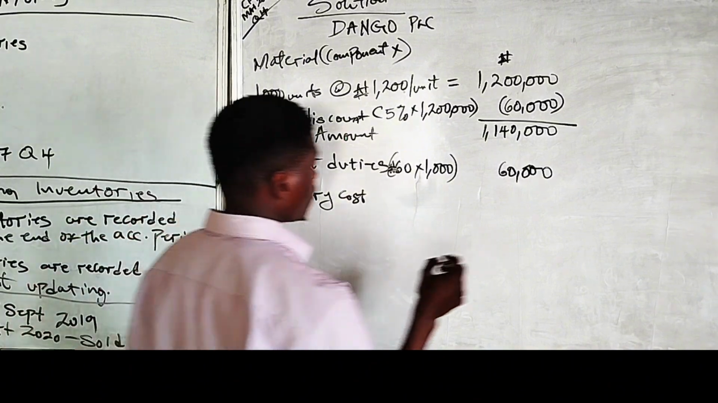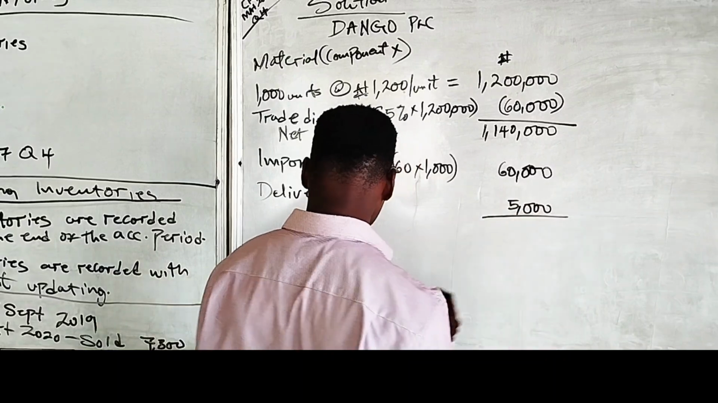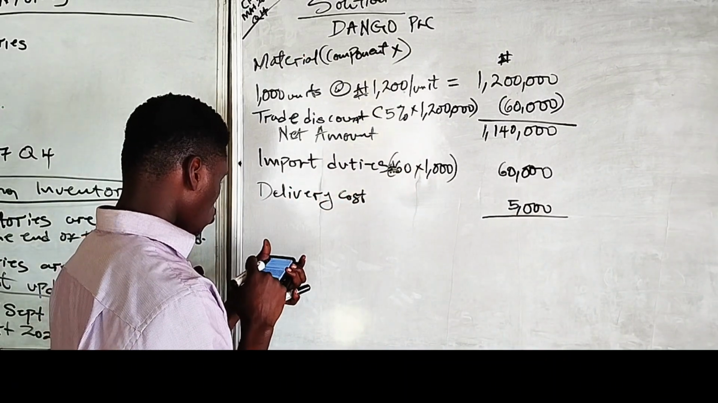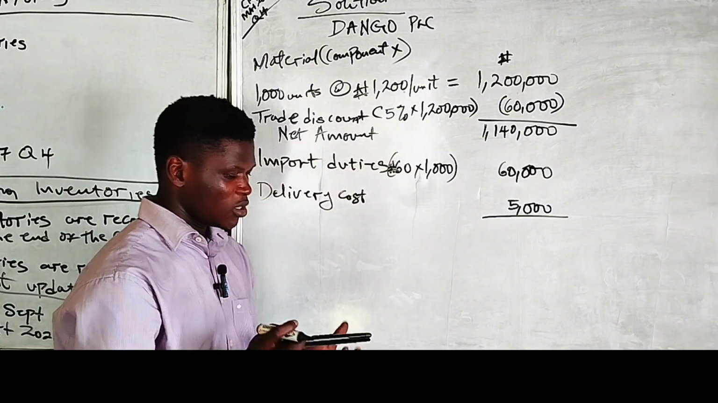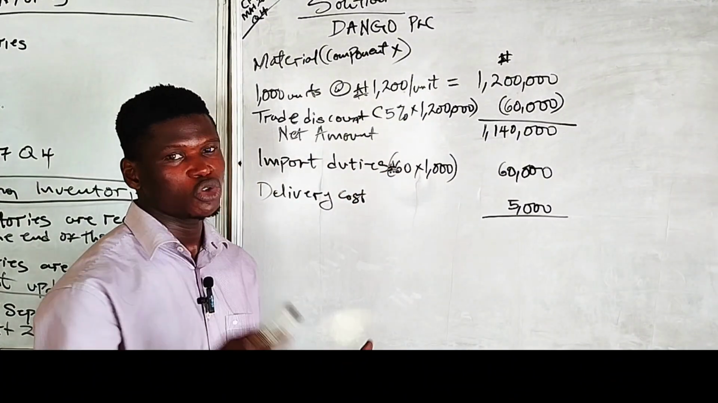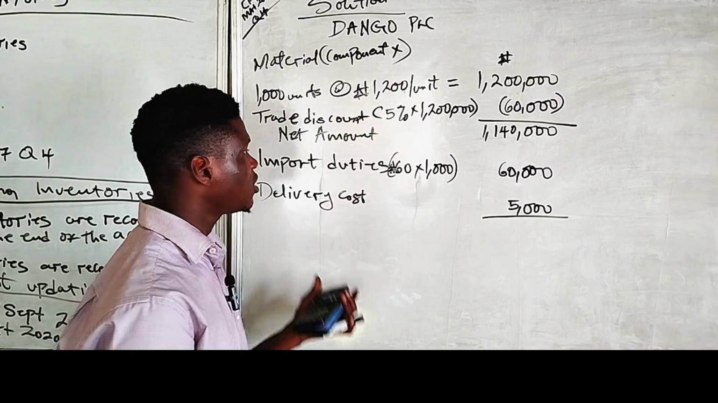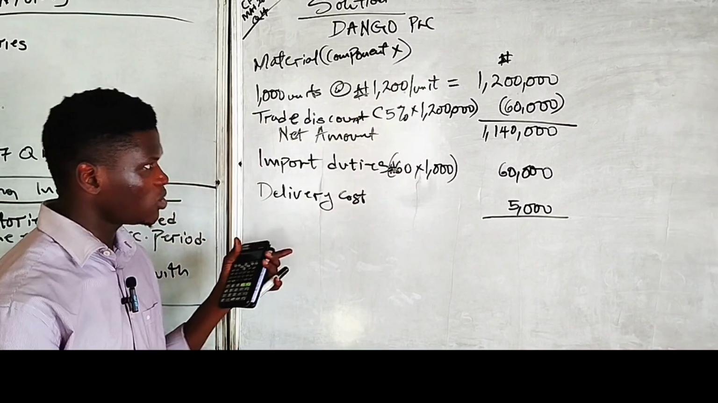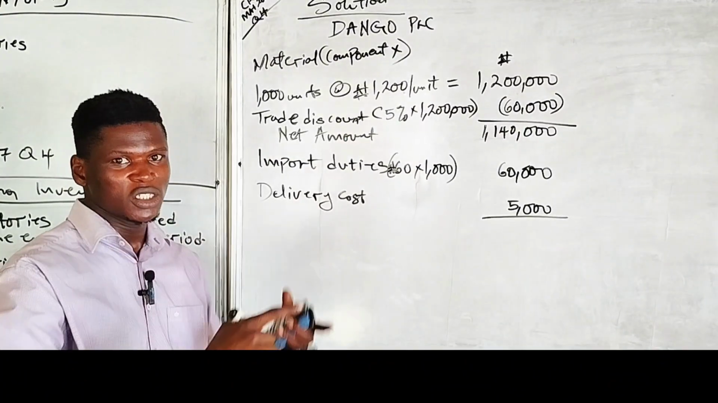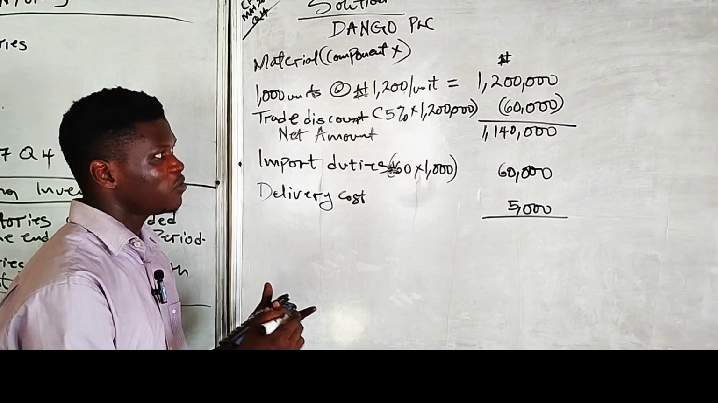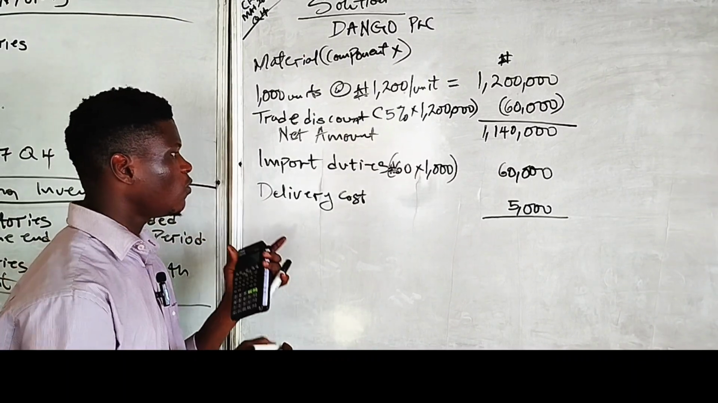Delivery cost of 5,000 should also be added as part of the cost of this asset, to have the components taken to its warehouse. So all other costs in bringing this inventory to its sellable condition should be capitalized as part of the cost of the asset. Remember that if there is any other cost that will bring this asset from its original state to its sellable condition, for example refurbishing, we have to add that cost as part of the cost of the inventory.